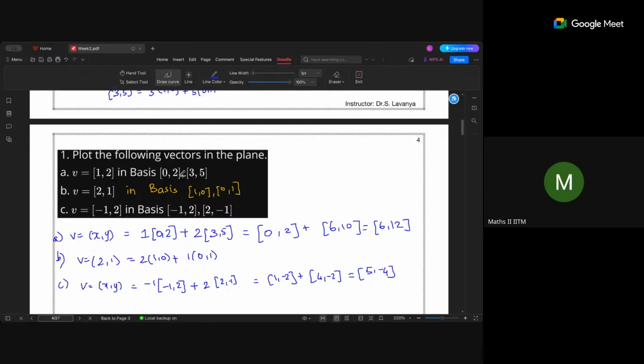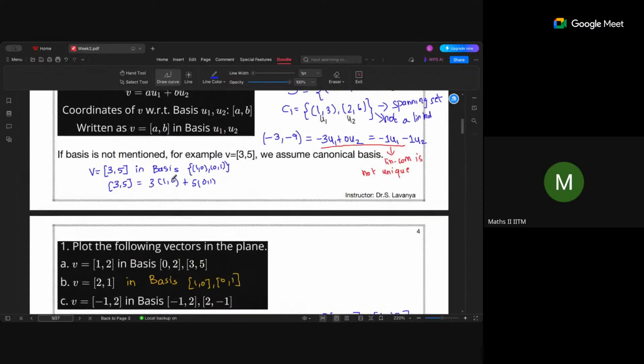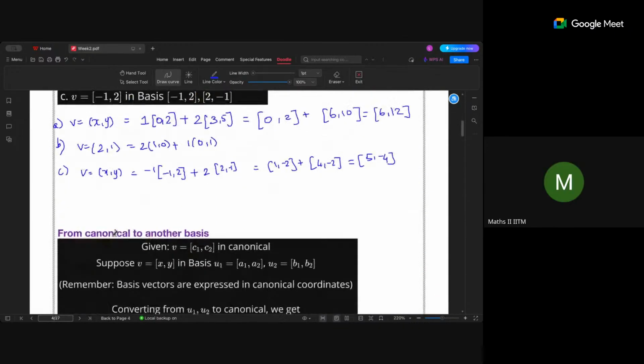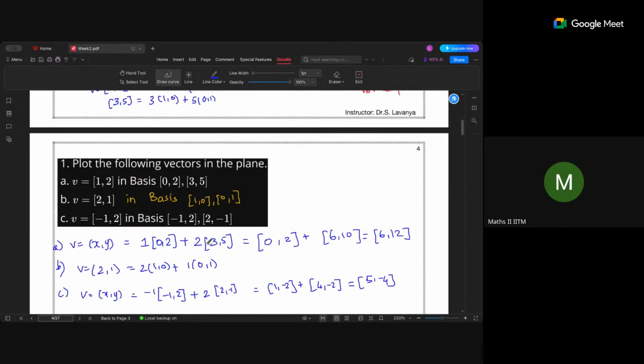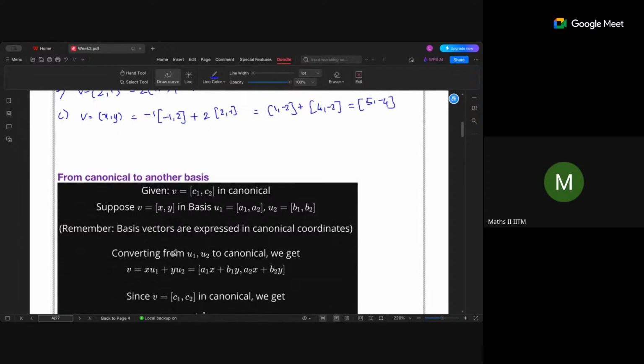So this is 1 times (0, 2) plus 2 times (3, 5). That's all. These are just the coordinates, I can say. It is more meaningful if you go back the other way around. This way it is not really meaningful, but if you go back the other way, it is a bit more meaningful.